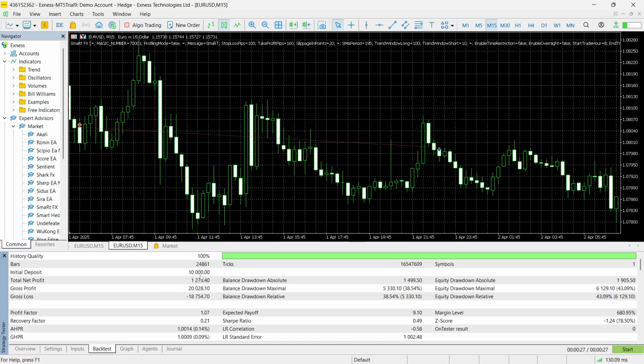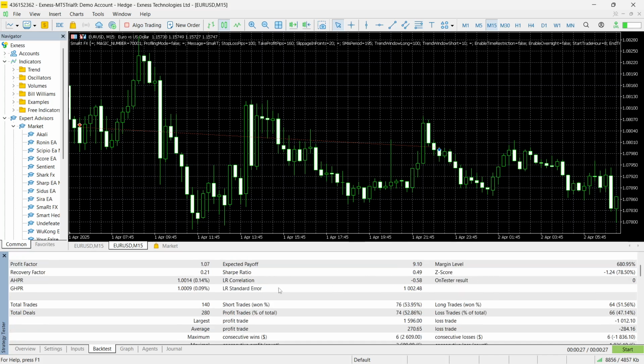Okay, so as you can see, for the initial deposit of $10,000, the total net profit for the period was $1,273. Okay, that's not bad. The profit factor was 1.07. The balance drawdown was 38.54%. The total trades taken in the period, as you can see, was 140 trades in under 1 year.